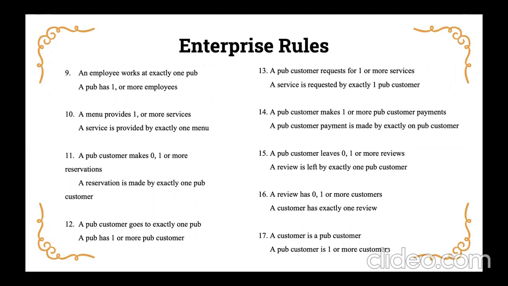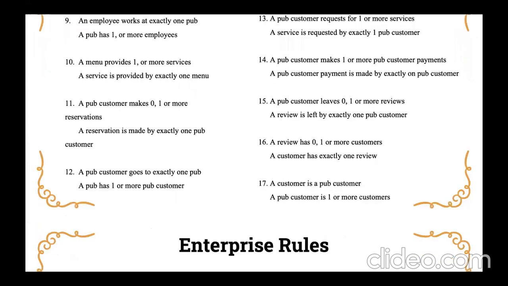A pub customer leaves 0, 1 or more reviews. A review is left by exactly one pub customer. A review has 0, 1 or more customers. A customer has exactly one review. A customer is a pub customer. A pub customer is 1 or more customers.